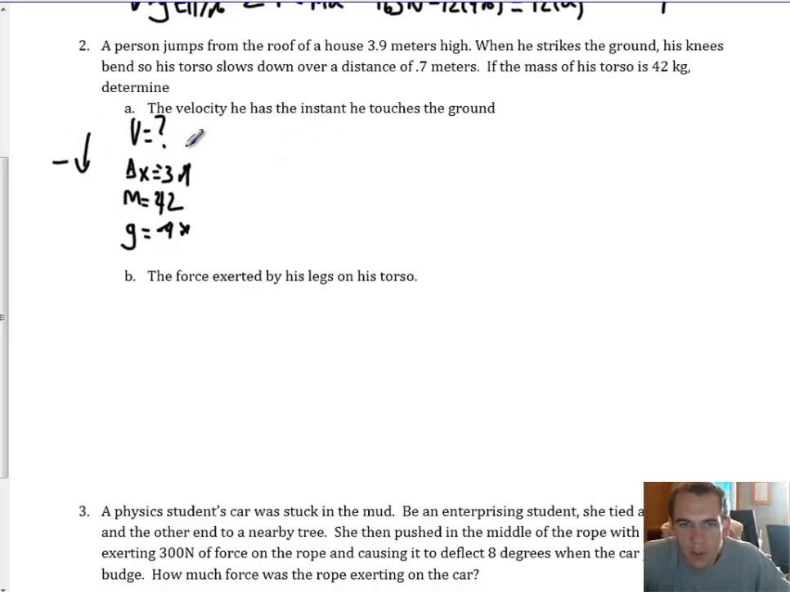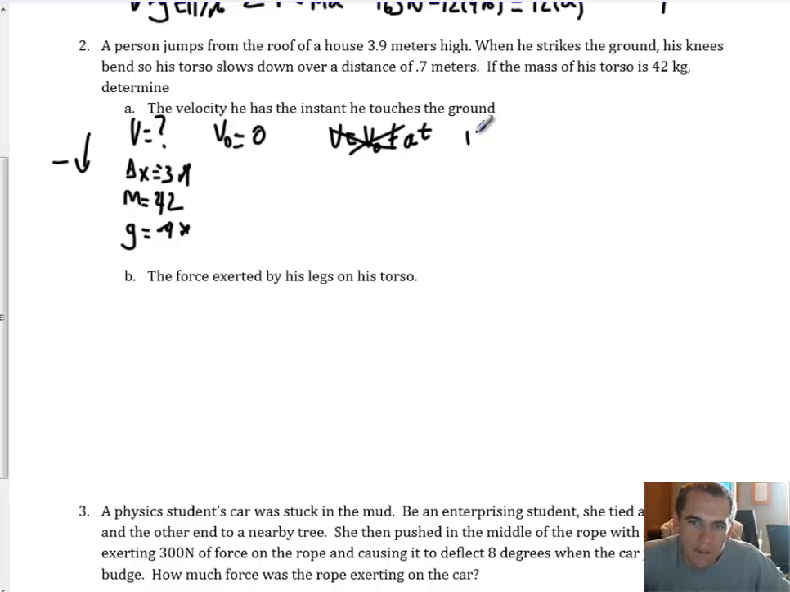Okay, so I'm looking for his final velocity. Now I can assume, since he's coming off this roof, his initial velocity is 0. So I'm just going to say v equals v naught plus at, and see where that gets me. Does that get me his final velocity? No, because I don't know time. So this equation doesn't work.